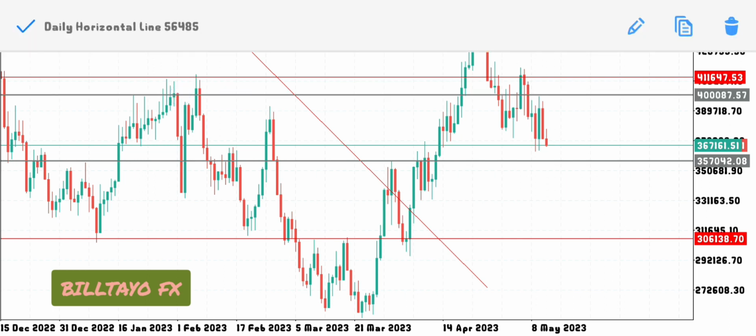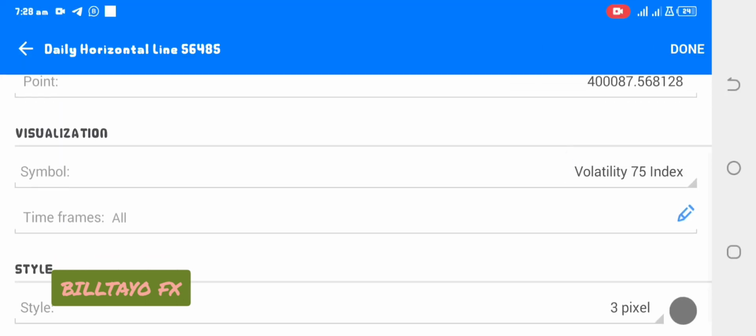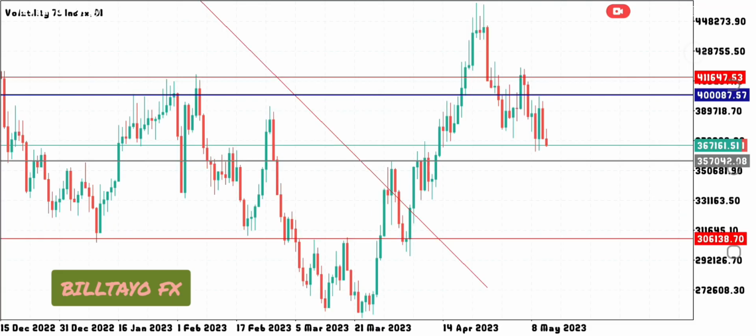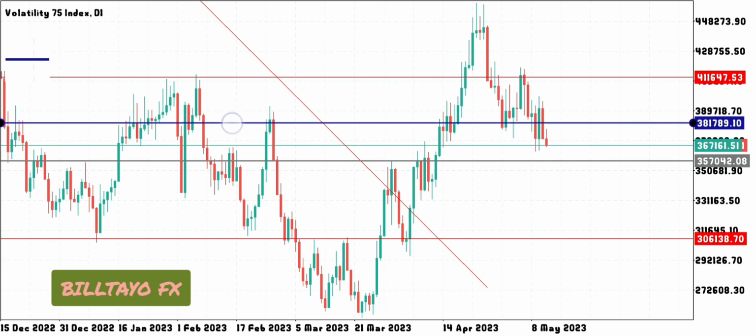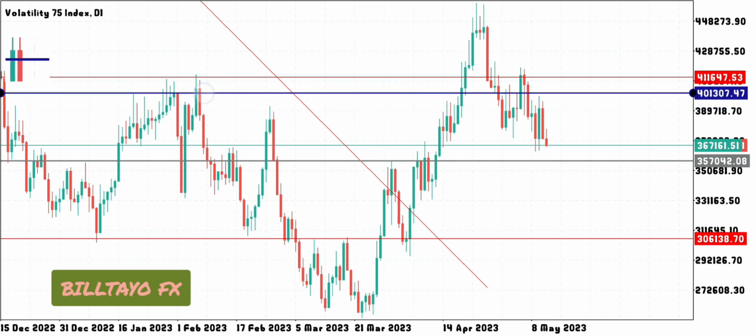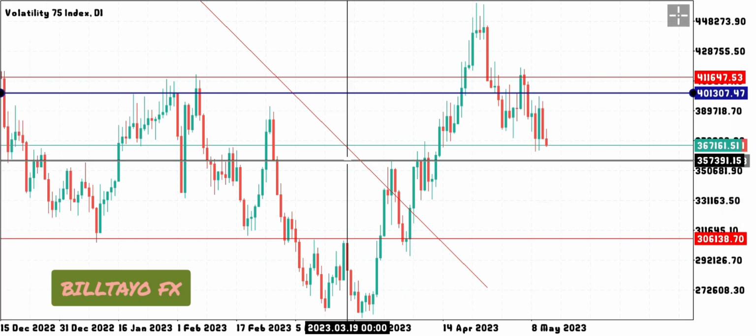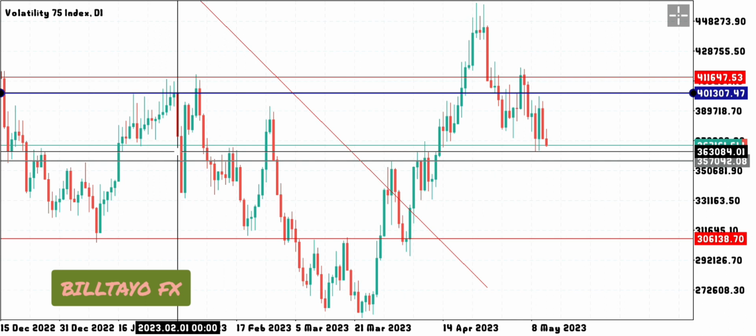So let me change the color to, let's say, dark blue. Let's change the color to dark blue. So this is the high here. This is the first two candles. This candle here is the first candle. As you can see, this candle there is the first candle.